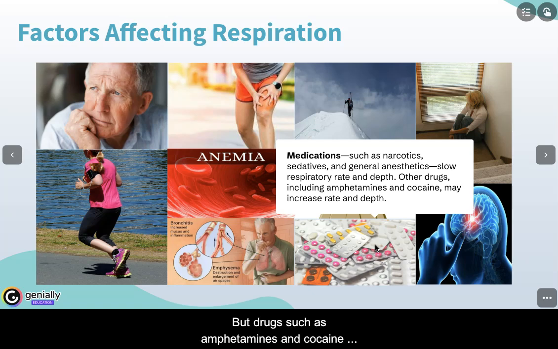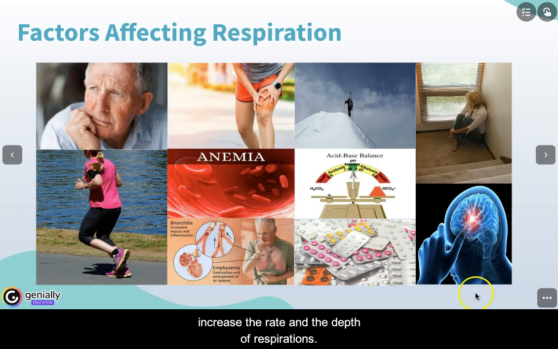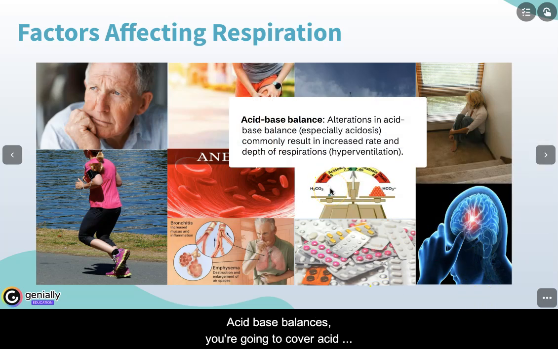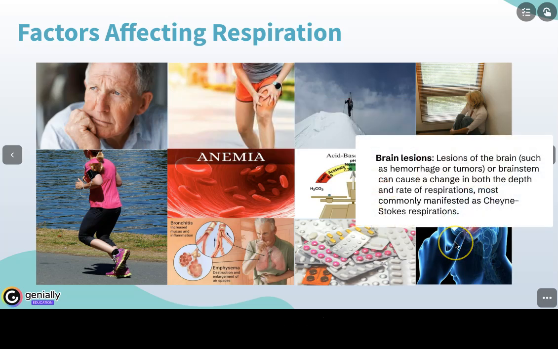But drugs such as amphetamines and cocaine increase the rate and the depth of respirations. Acid-base balances. You're going to cover acid-base balances in block 2, but an imbalance can result in increased rate and depth of respiration, hyperventilation. If your acid-base is not balanced in your body, then it can cause hyperventilation. Brain lesions such as hemorrhages or tumors or damage to the brainstem can cause change in both depth and rate of respirations. Most commonly, as we said, it gets manifested as Cheyne-Stokes respirations.